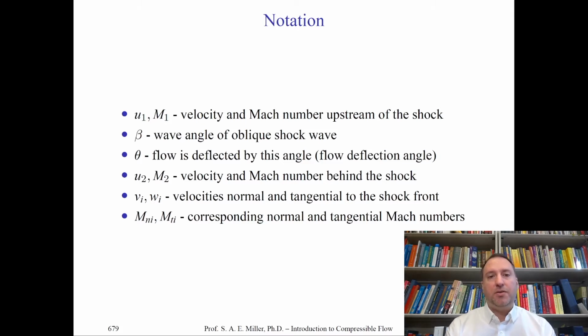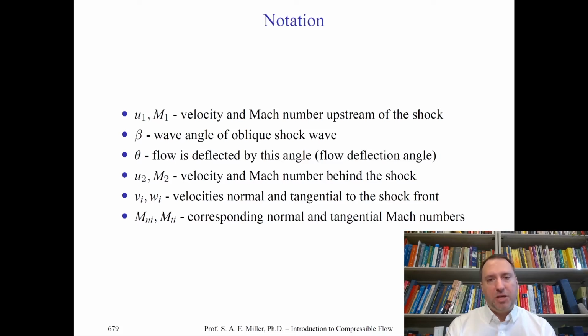U2 and M2 are the so-called velocity and Mach number behind the shock. Beta is the angle of the shock wave relative to the incoming flow direction, U1, and theta is the angle between the vectors U1 and U2, the flow deflection angle theta. That is also, of course, the angle of the vehicle. It's the angle which the flow turns through the shock wave.